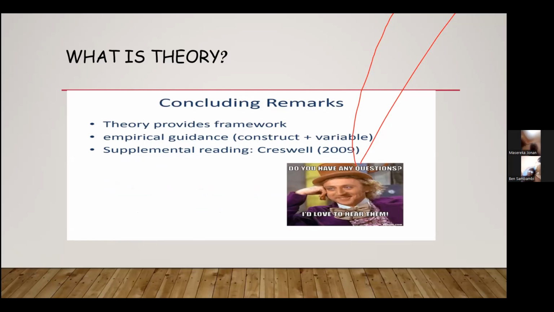If you want to know more about theory, read the chapter from Creswell 2009 that is uploaded to the Blackboard Supplemental Resources folder. Okay then, let's move on to literature review.